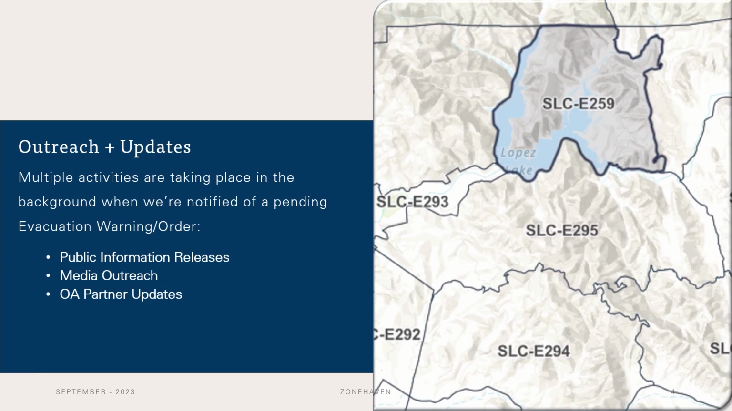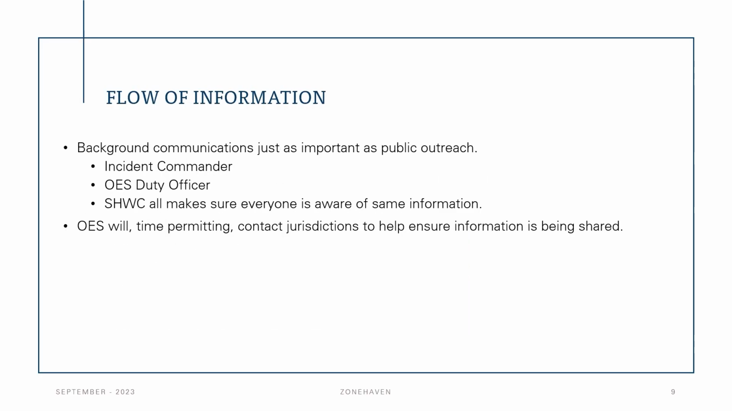So when we change the zones, lots of different things happen in the background. We not only have to use ZoneHaven and change the status or the color of the zone, but we also have to get public information out, get information out to the media, and get the word to the public that the conditions have changed. So as I stated earlier about putting all of us on the same page, the background communications is just as important as making sure the public is aware of what's going on. So part of the responsibility of the incident commander, the OES duty officer, the Sheriff Watch commander, the EOCs, is to make sure that we're all communicating and everybody has the same information.